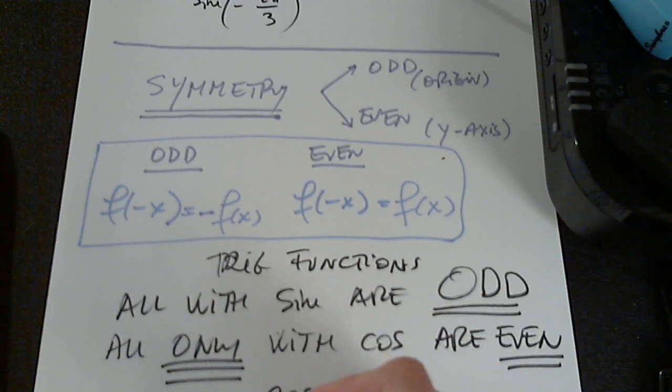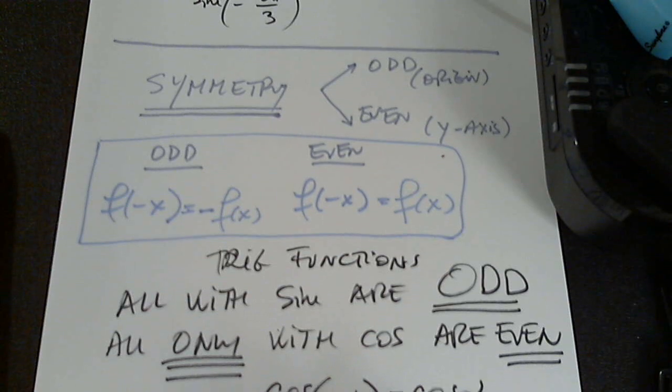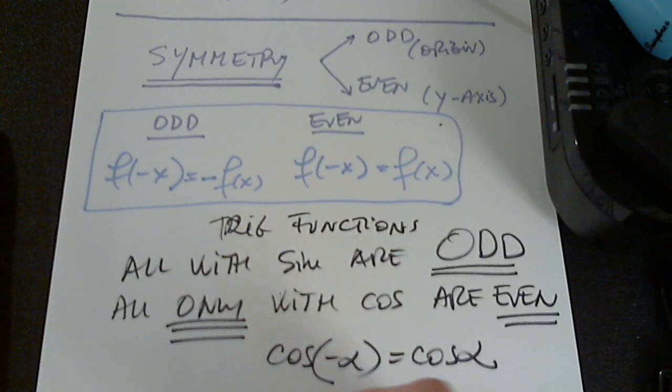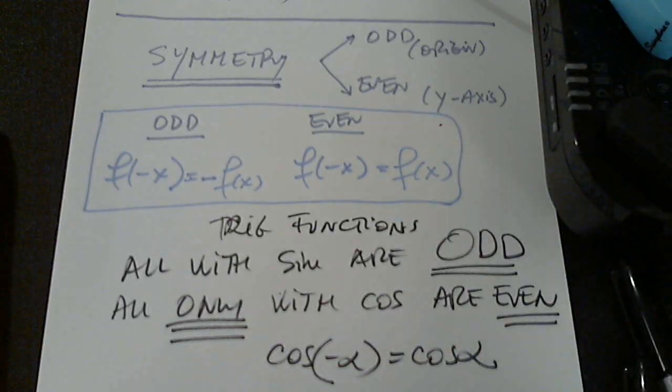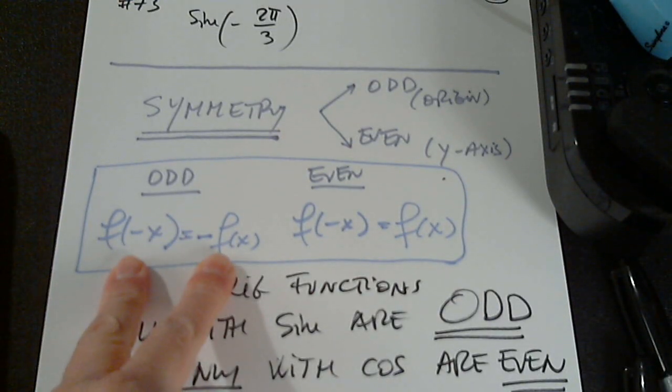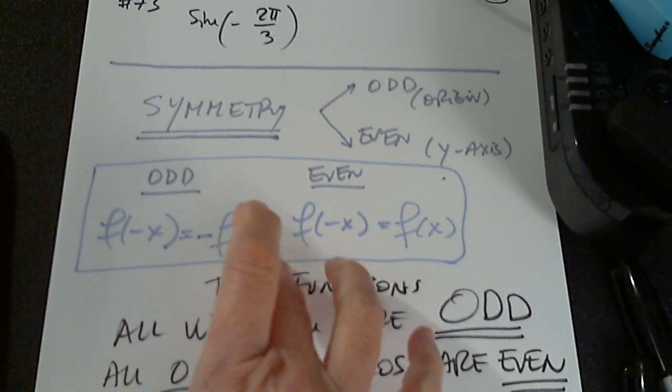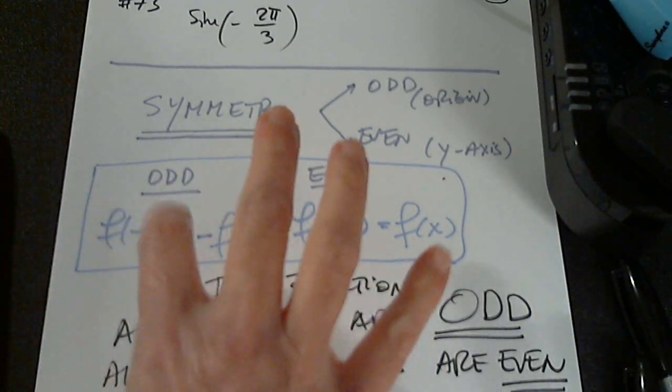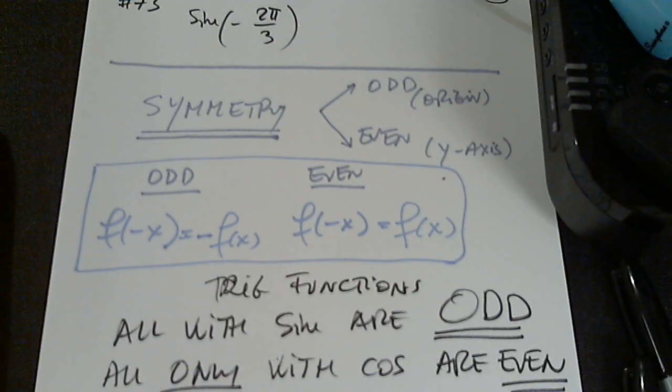So cosine of negative alpha equals cosine alpha. Secant of negative alpha equals secant alpha. Everything else follows this. Sine of negative x is negative sine x. Tangent of negative x is negative tangent x. And so on and so forth. I'm going to write them right now.